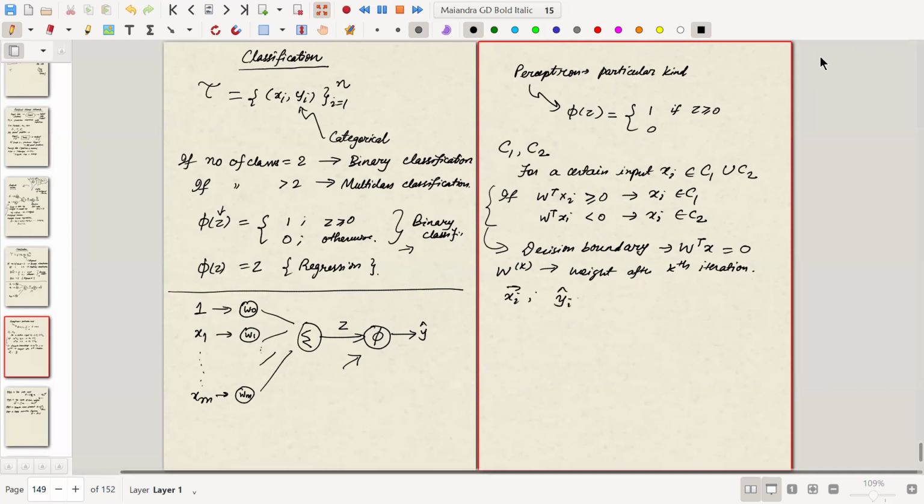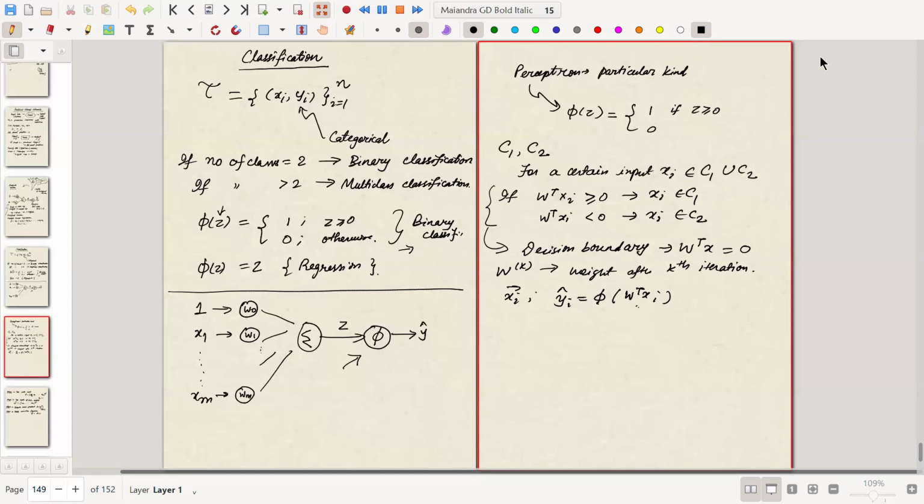That is y cap. Can you tell me the output? So it should be phi of something, isn't it? Phi of z. Now what is z? z is W transpose xi. So the predicted yi you can get from this activation function applied to this input. So far good. Did you read in this notation or a different notation? Different notation.